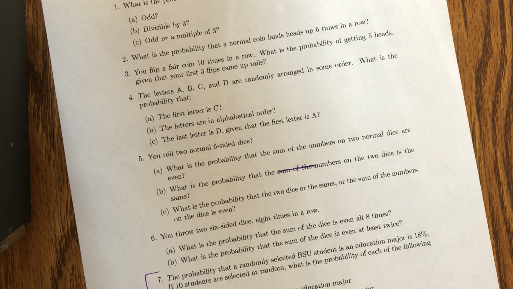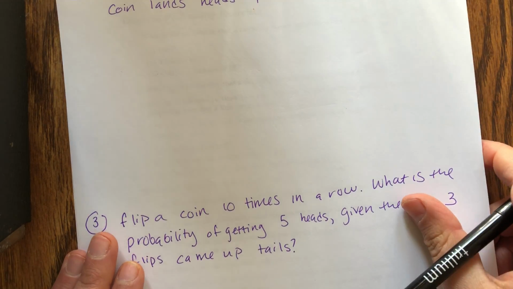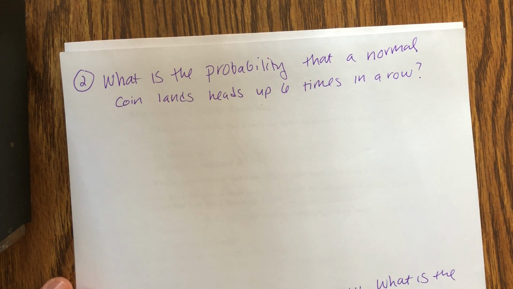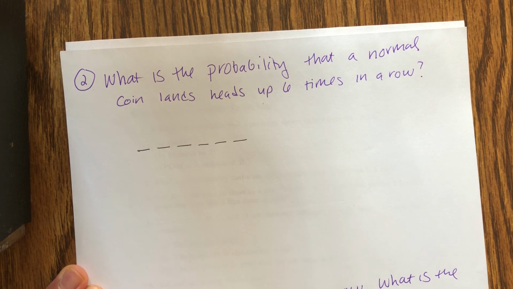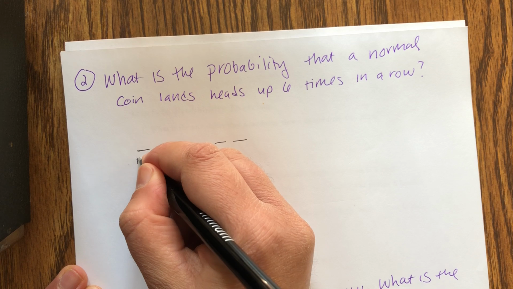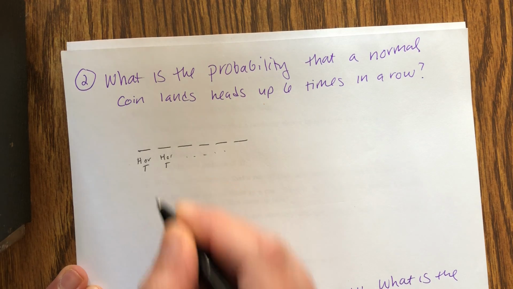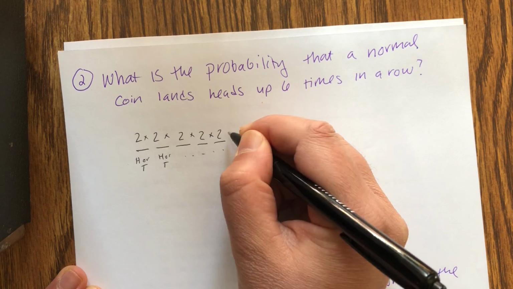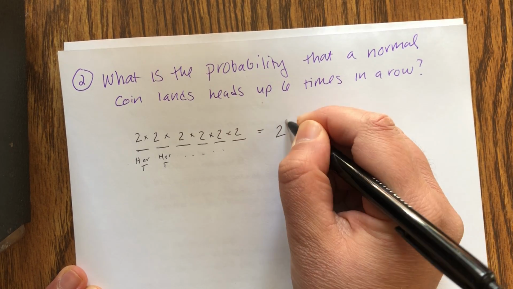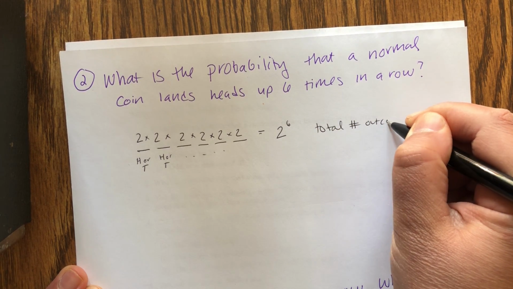Number 2, what is the probability that a normal coin lands heads up 6 times in a row? So we're assuming here that we're flipping a normal coin exactly 6 times in a row, and we want to know the probability that it lands heads up all 6 times. All right, so first we find the total number of outcomes. So each time you flip it, it's either going to be heads or tails, right? Heads or tails, all the way down the line. So there's 2 outcomes every possible time. So when you flip a coin 6 times, the total number of outcomes is 2 to the 6th. That's our denominator.